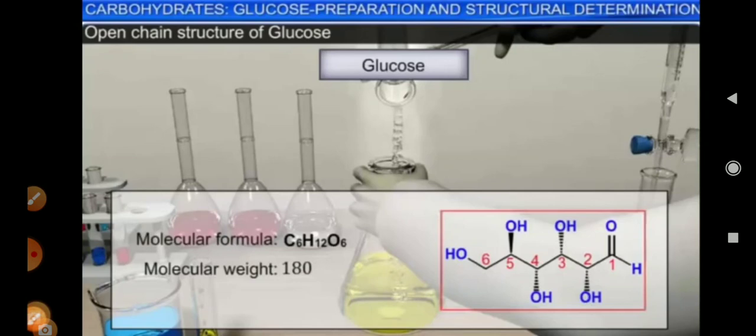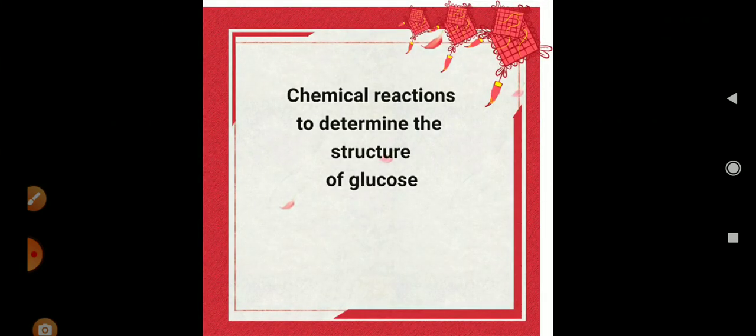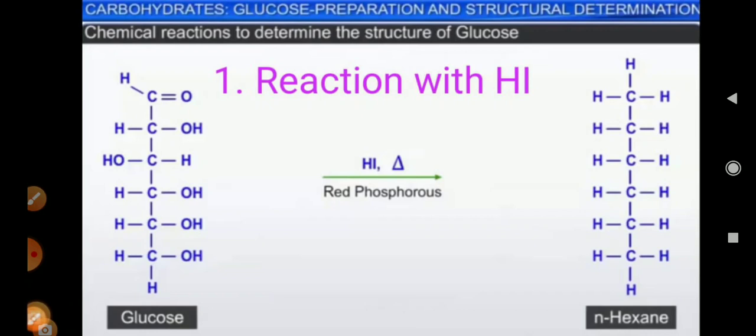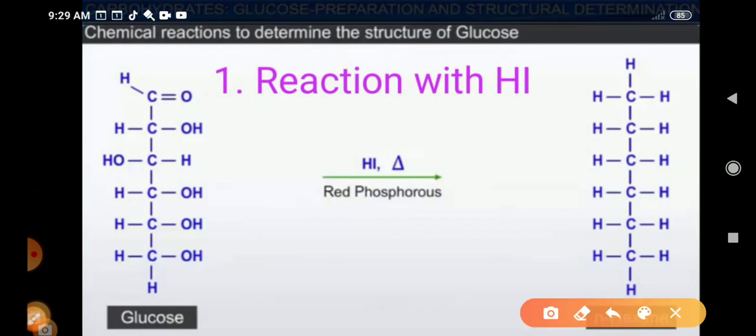These evidences are actually some chemical reactions which give an indication about the structure of glucose. Let us check the first. The first one is the reaction with HI. When we treat glucose with HI, the product formed is n-hexane.